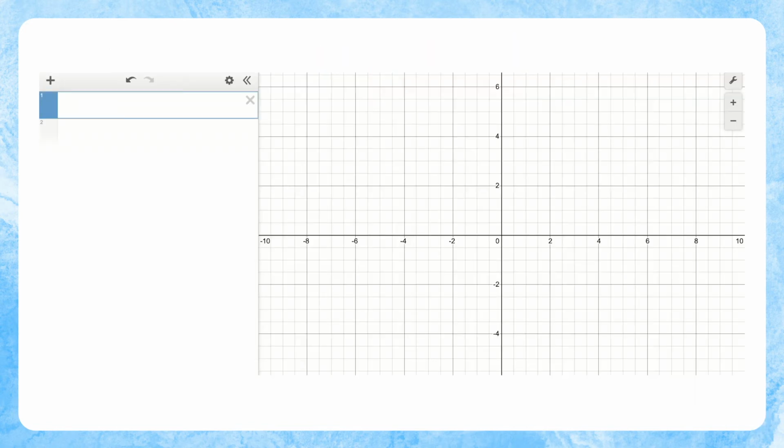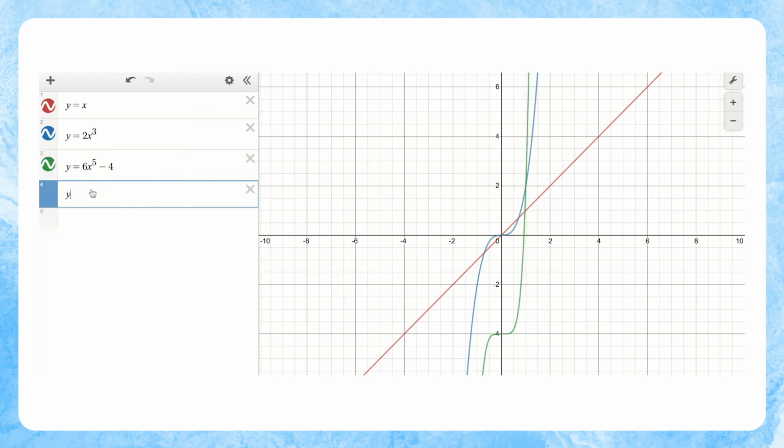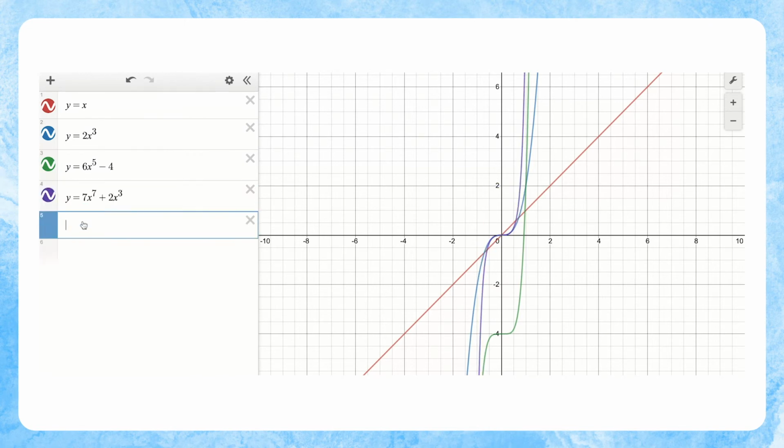Let's take a look at odd degree functions first. So here I'm just typing in a bunch of random odd degree functions, and focus on the end behavior of these functions. Even though all these functions look alike, what do you notice about their end behaviors? Pause the video if necessary to think about the end behaviors.